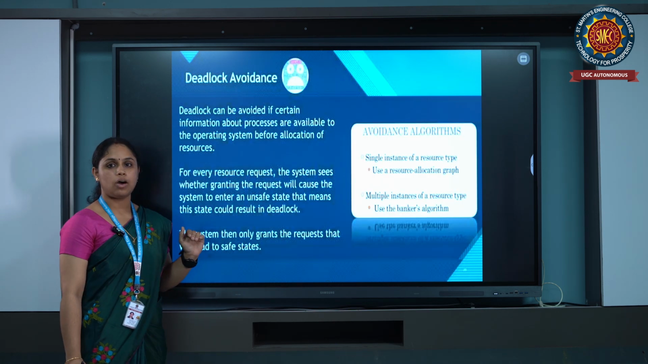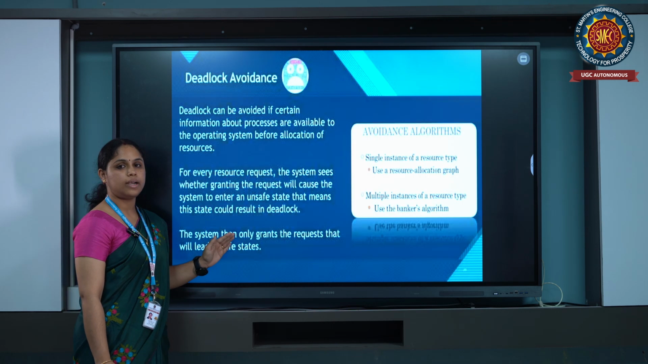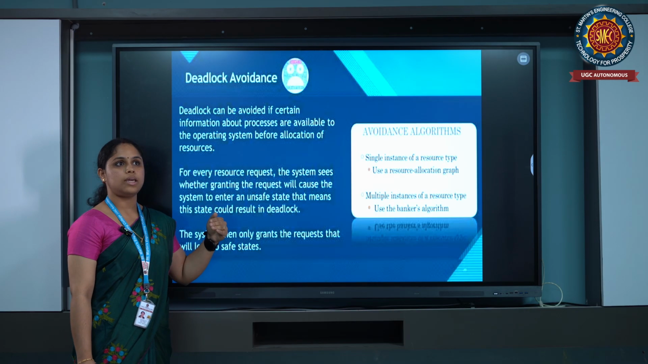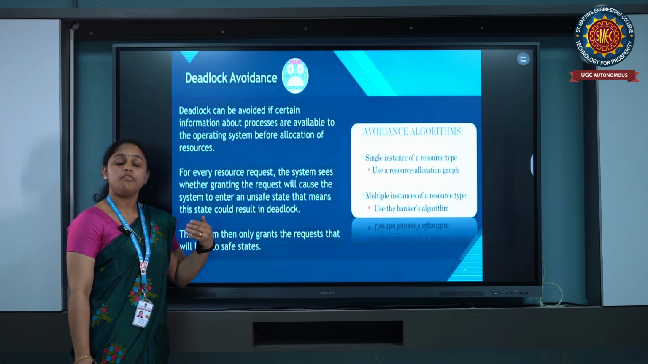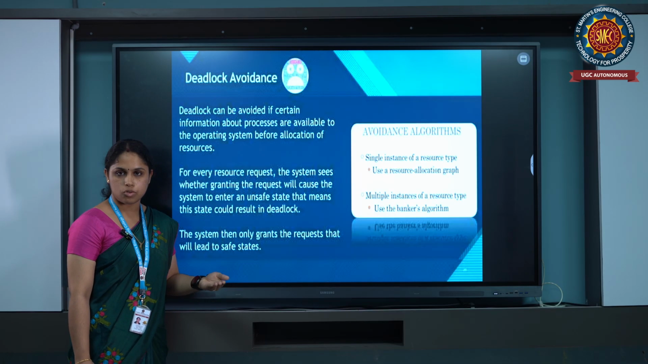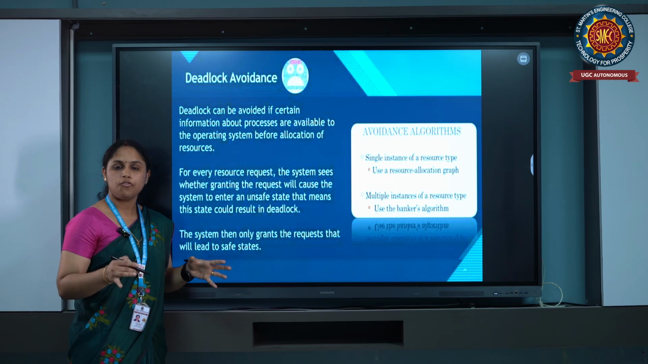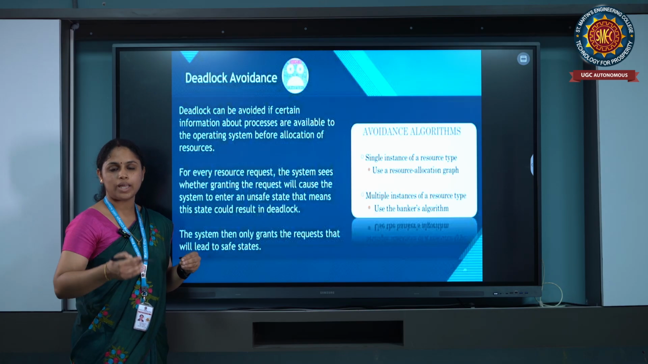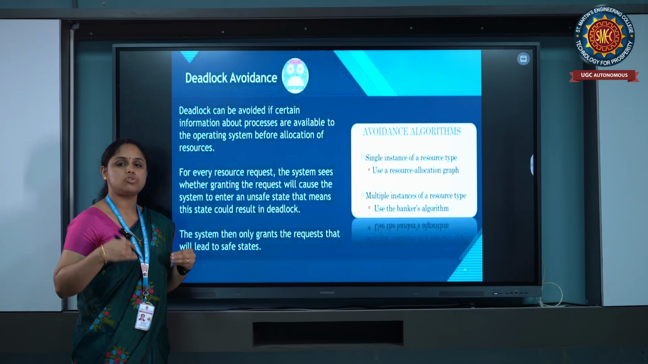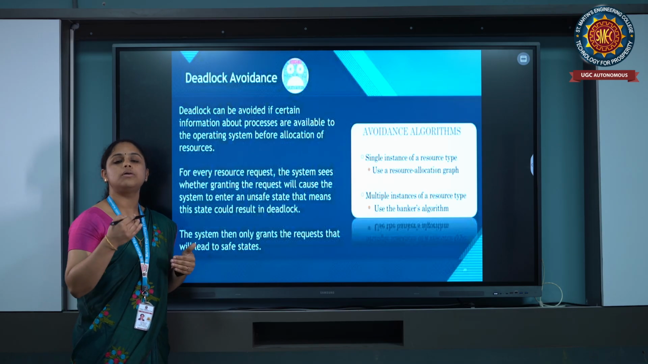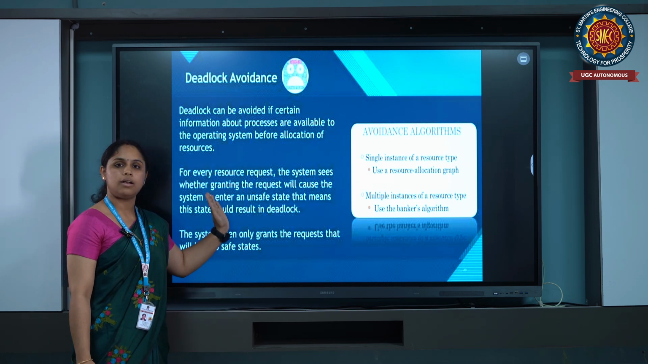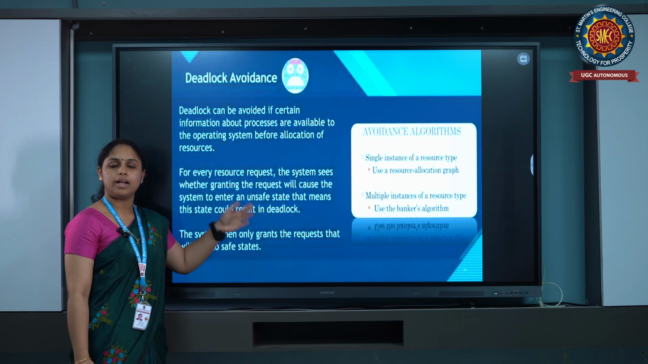The next one is deadlock avoidance. Deadlock avoidance means that if a process is requesting a resource, the system will check for a safe state. That means, if I grant this particular resource, will it lead to deadlock or not? If it is safe, that means it is not leading to deadlock, then only will the operating system grant that request. That is one strategy in deadlock avoidance.